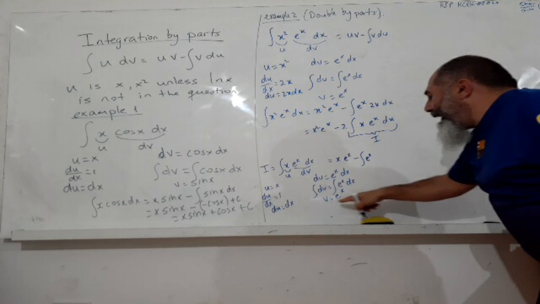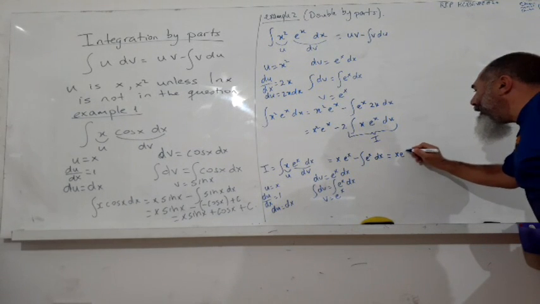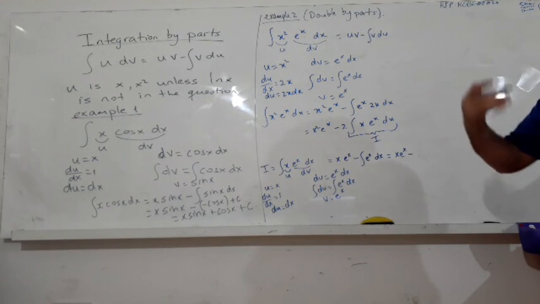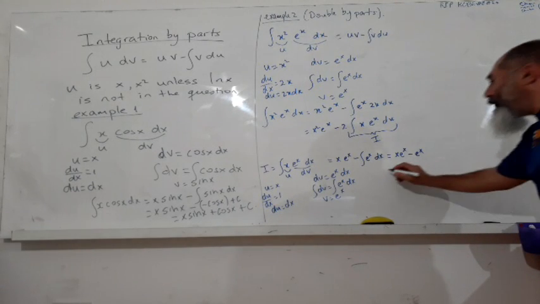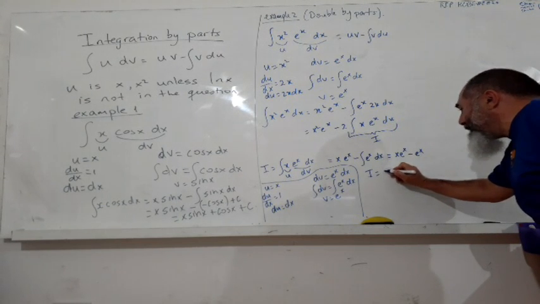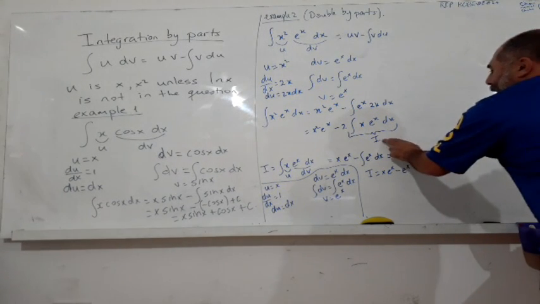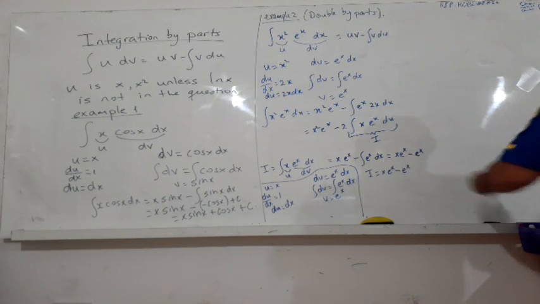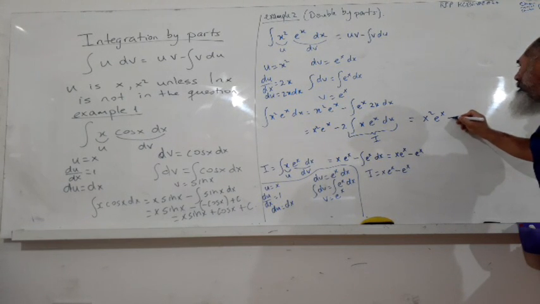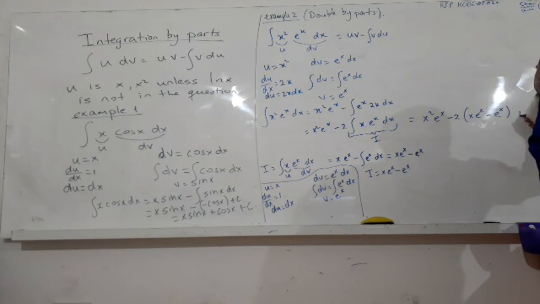And when we do this integration, we get x times e to the power of x minus integration of e to the power of x, which is itself e to the power of x. So we know I here, I is x e to the power of x minus e to the power of x. So here in place of I, we can substitute its equivalent. The answer is going to be x squared e to the power of x minus 2 times x e to the power of x minus e to the power of x. And at the end, we have to put plus c, the integration constant.